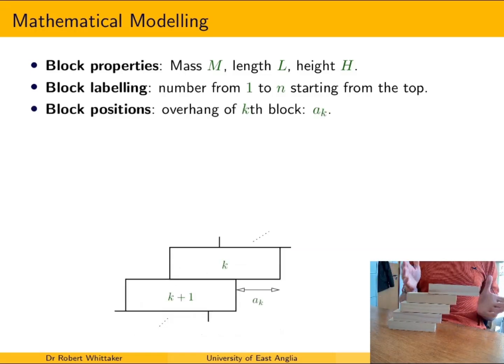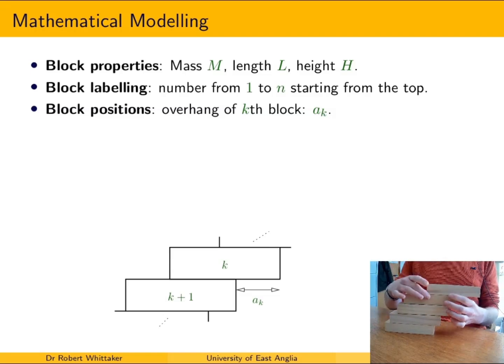And having numbered the blocks, we can then think about their positions. So we need to record the position of each block somehow relative to the base. And you might think it's a good idea just to record the horizontal displacement of each block from some fixed point, say on the base. Actually, it turns out it's a little easier to think about the overhang of each block relative just to the block below. So we'll have a whole set of overhangs recorded, one for each block, and we'll call them A1, A2, A3, A4, etc. And A1 will be the overhang of the top block, so this distance here.